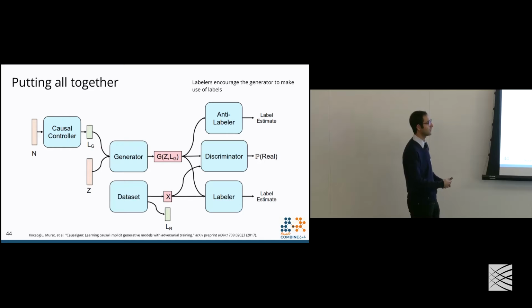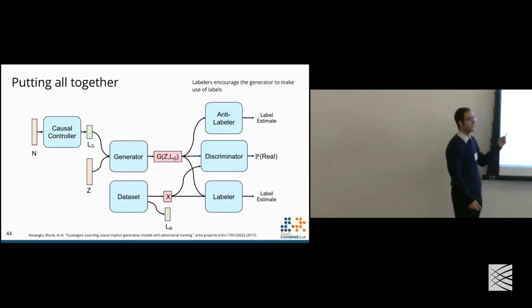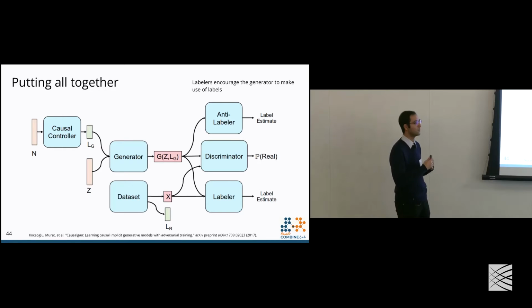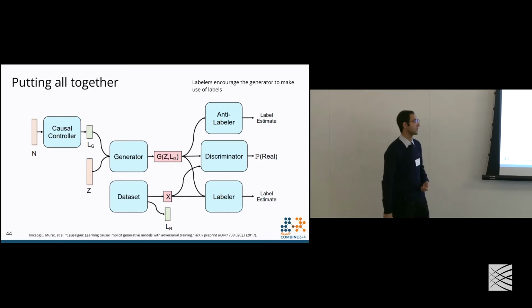The way we do this is by adding two different networks. One is called the labeler, the other is the anti-labeler. And they both try to estimate the label that generates an image given the image. So you pass in an image of, say, a man with a mustache and glasses. It is trying to estimate mustache equal to 1, eyeglasses equal to 1. And then we can train this GAN with any framework we have in mind. In the paper, they trained it with a DCGAN architecture and also with a BEGAN architecture.